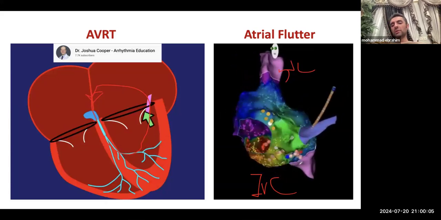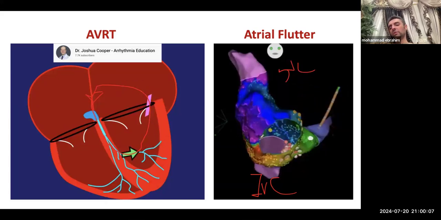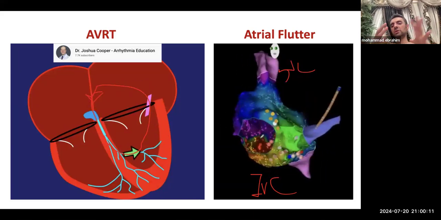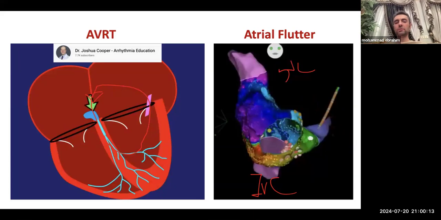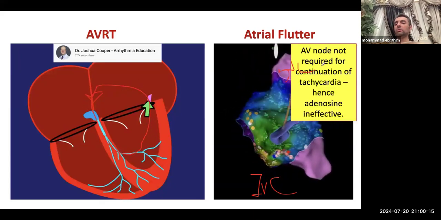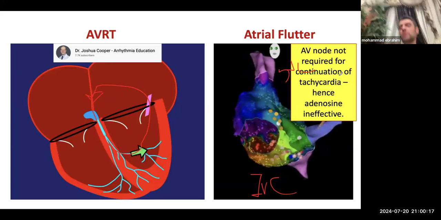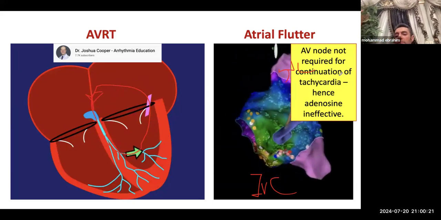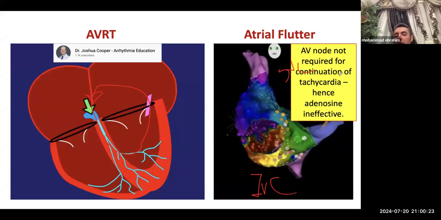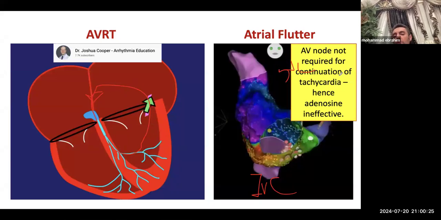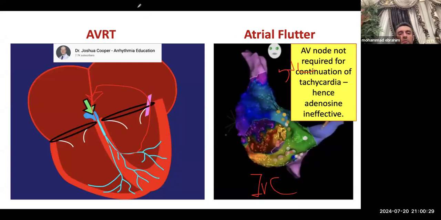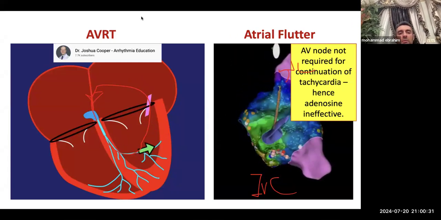But if you block the AV node, the flutter doesn't care because the AV node is not part of the circuit. You will just see P waves more clearly. So your AV node is not required for continuation of the tachycardia in atrial flutter. Adenosine is ineffective, but adenosine would unmask your flutter waves, so it will help you confirm your suspicion or diagnosis. Clear? Will I repeat something?